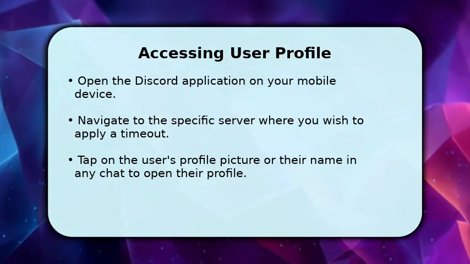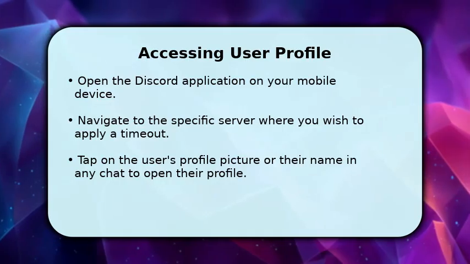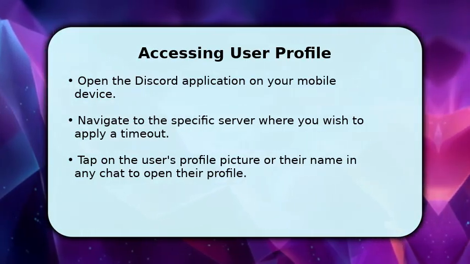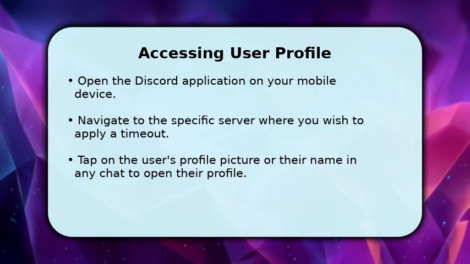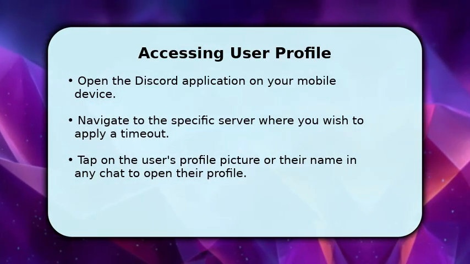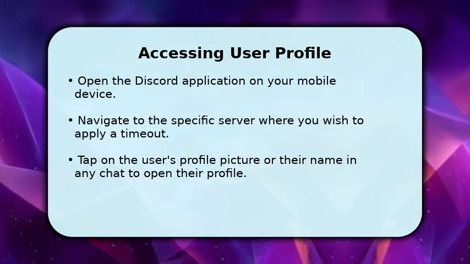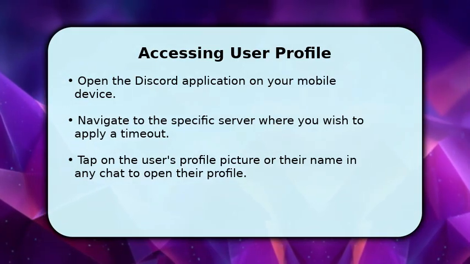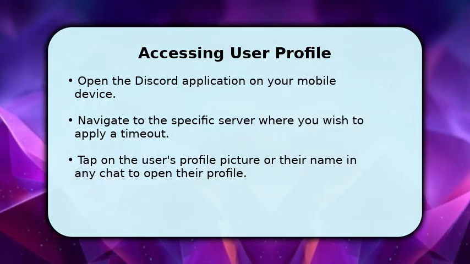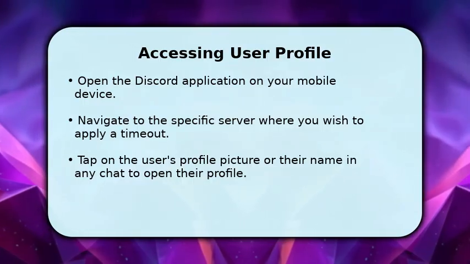First, open the Discord application on your mobile device. Once you're in the app, navigate to the specific server where you need to apply a timeout. To access a user's moderation options, simply tap on their profile picture or their name within any chat message. This action will bring up their user profile card, which is your gateway to further moderation actions.